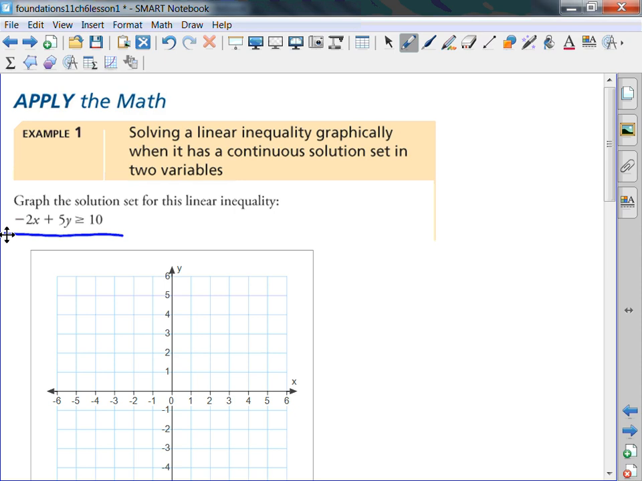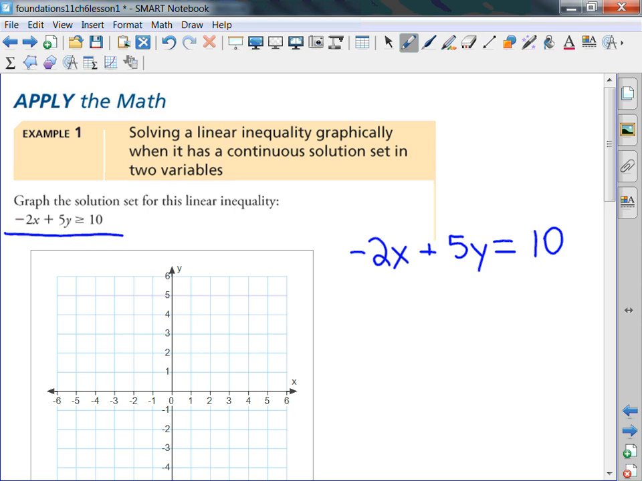To find the boundary, we continue with the same linear inequality, except we turn it into a linear equation. We drop that inequality symbol of greater than or equal to. We simply put it's equal to 10, and now it's a linear equation. This linear equation is going to represent the boundary or the line that we're going to graph.